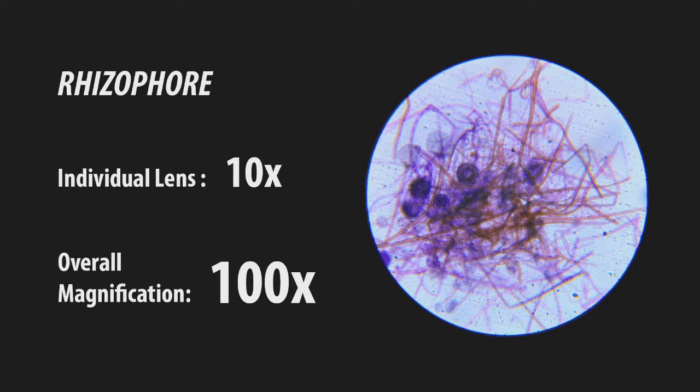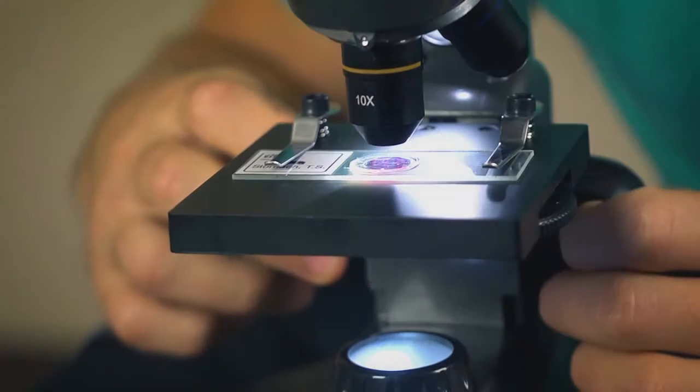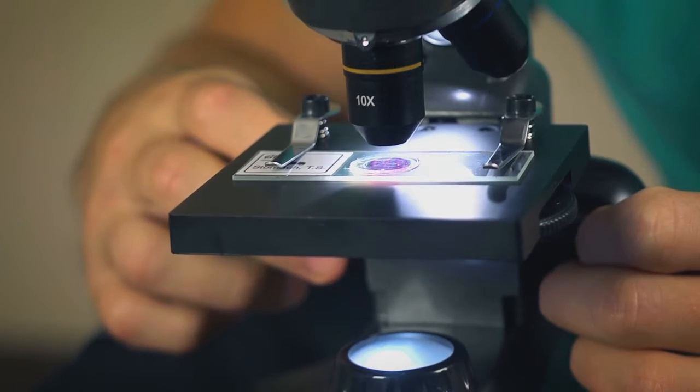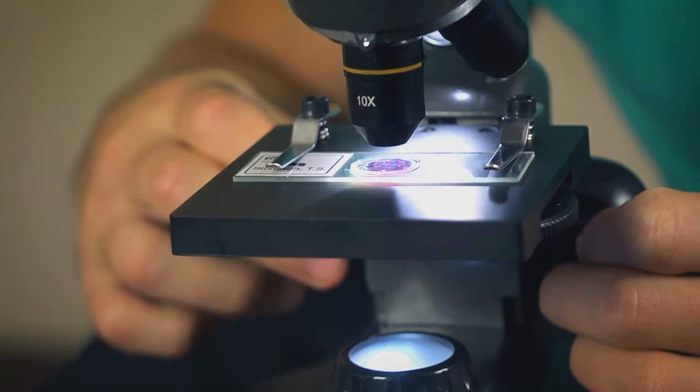When you're ready, you can now switch over to the 10 power, which is really useful once you find your place with a lower powered lens. At this power, you will get an extremely detailed view, but also be able to make minor adjustments without losing your place.